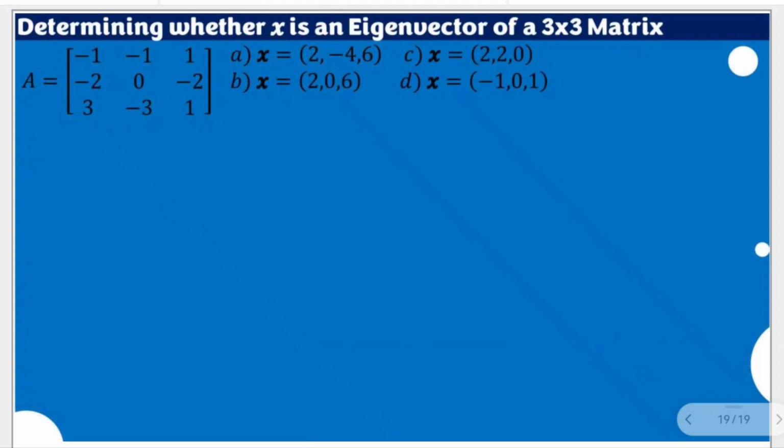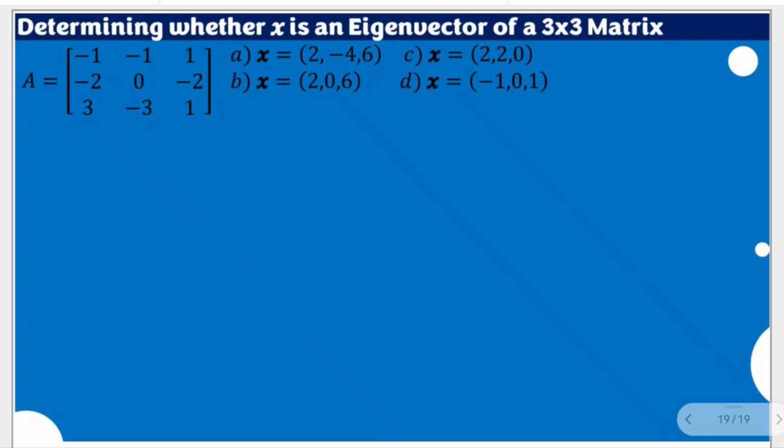This time, we are going to determine which of these four vectors x is considered an eigenvector of the 3 by 3 matrix given here as matrix A with the following entries. So here we are going to try using each of these vectors and verify which of them is an eigenvector.